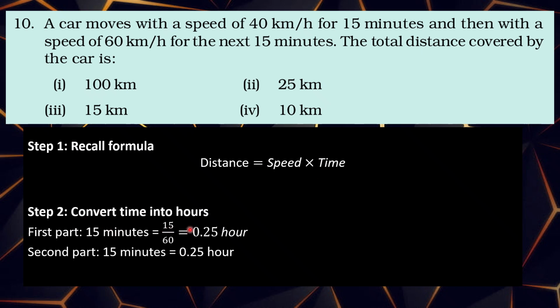Now step 2 is convert time into hours. Minutes is given, 15 minutes and 15 minutes, but because the speed is given in kilometer per hour, you cannot take it in minutes. You should convert the time into hours. So how to convert it? First part is 15 minutes, which is 15 divided by 60, because in 1 hour we have 60 minutes. That's why 15 by 60.